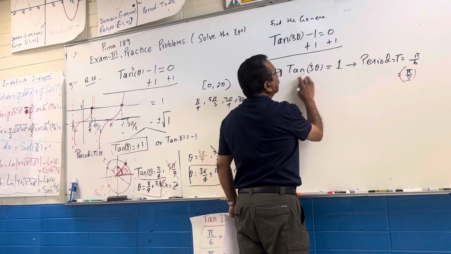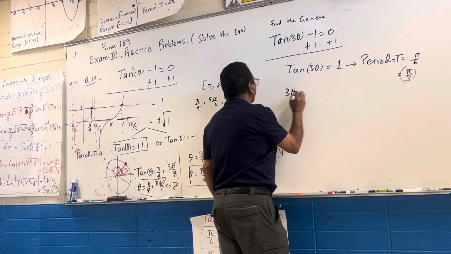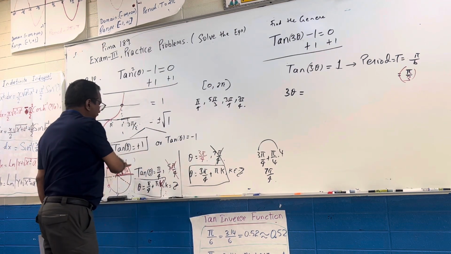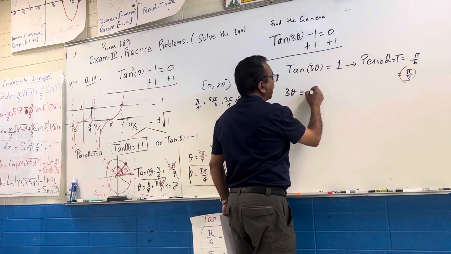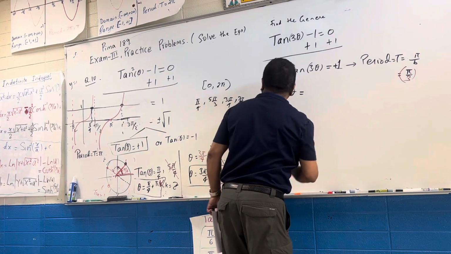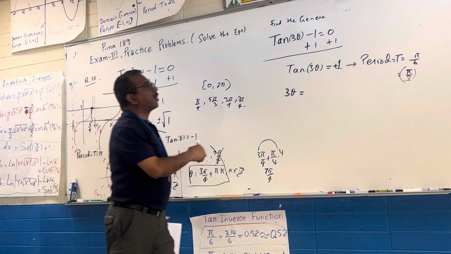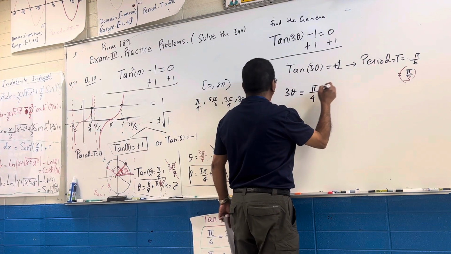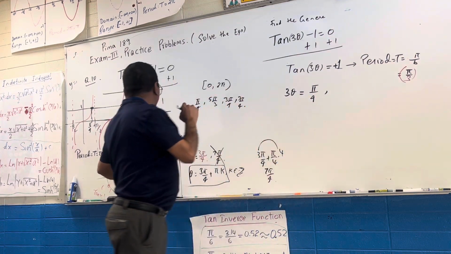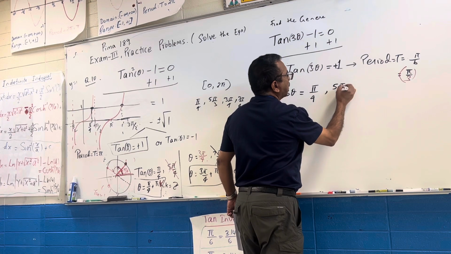So once you get this, the 3 theta again is the same idea I'm extending here. It's pi by 4 and 5 pi by 4. This is positive, right? So if it is positive, then I have pi by 4, and the other one is 5 pi by 4.